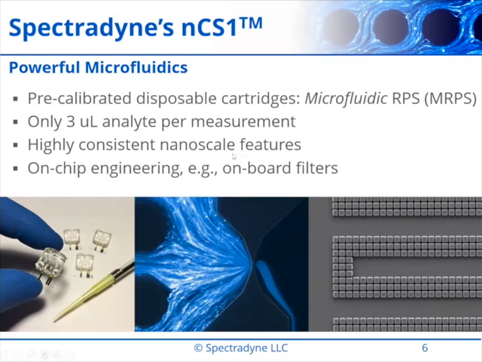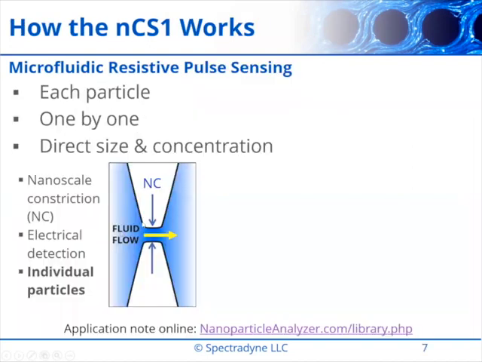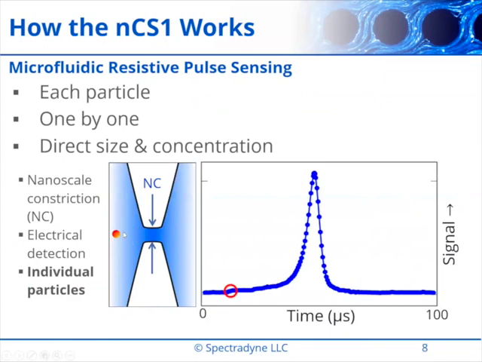So let me go on to a description of the technology. It's basically a nanoconstriction through which we're flowing a fluid, and each particle that goes through the nanoconstriction gets a measurement. So we're measuring one by one, direct size and concentration. Actually, I forgot to mention, we're measuring the electrical resistance across the constriction. All right, so you have to have a conducting fluid. That's one of the requirements of the technology.